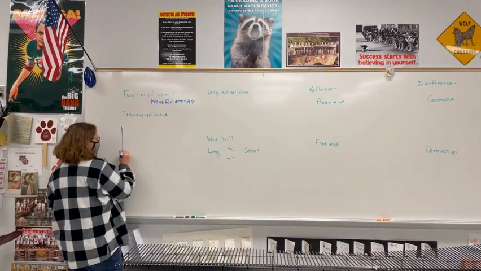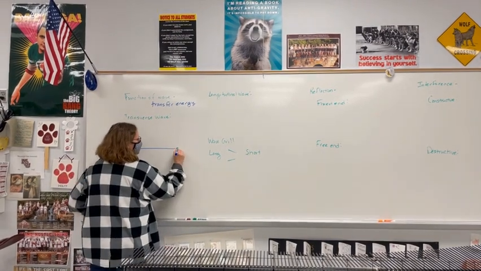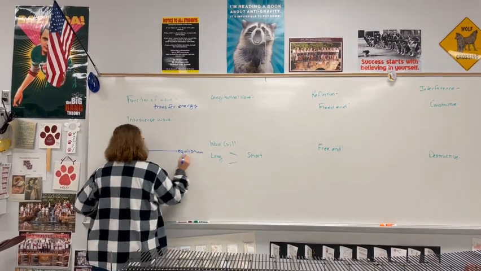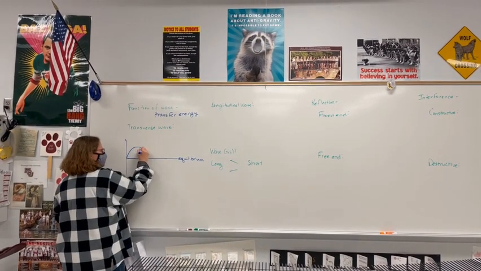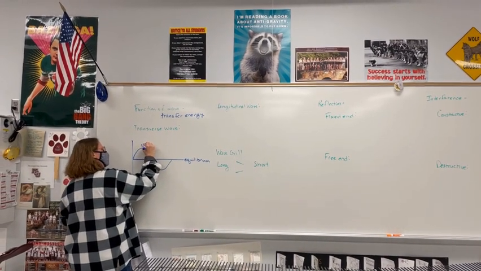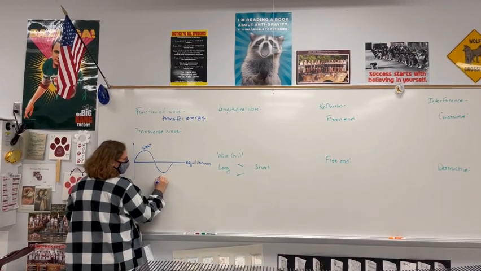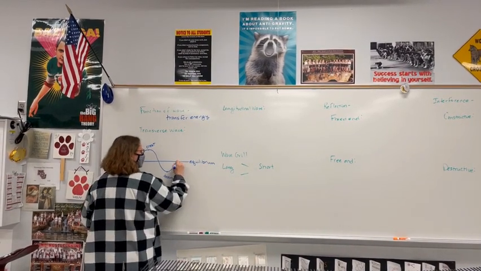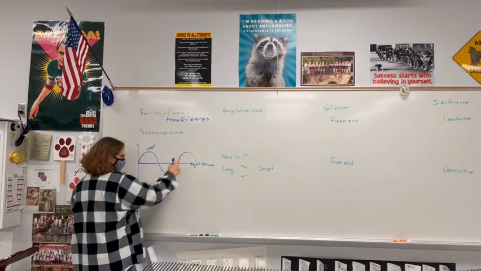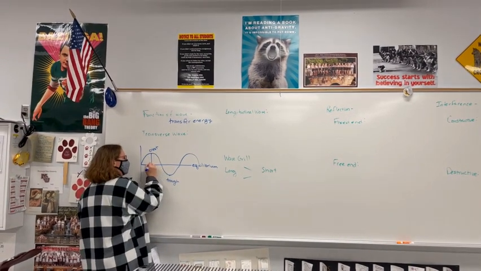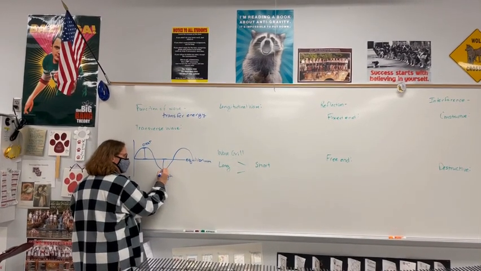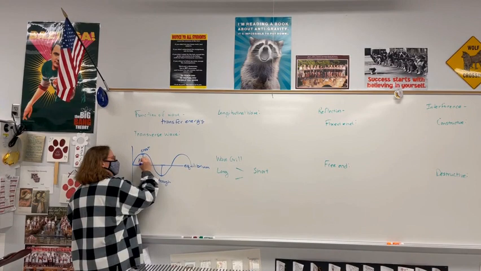Now the transverse wave, this line here represents the equilibrium position that I talked about. You have the upper point, then you have the lower point. This right here represents a crest. This right here represents the trough. If I was to keep going, this would also be a crest. The height from the equilibrium position to the crest, or from the equilibrium position to the trough, represents the amplitude.